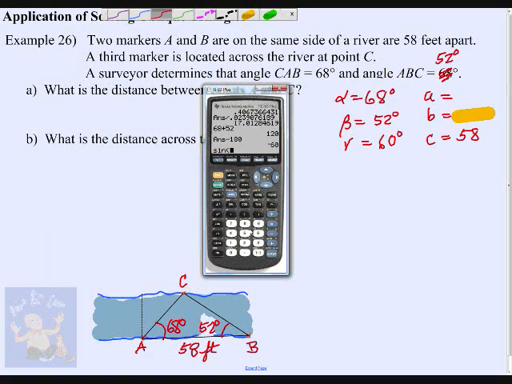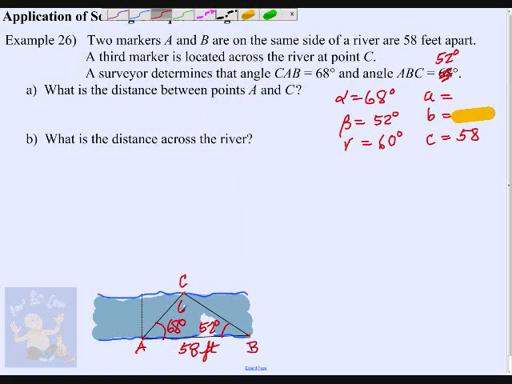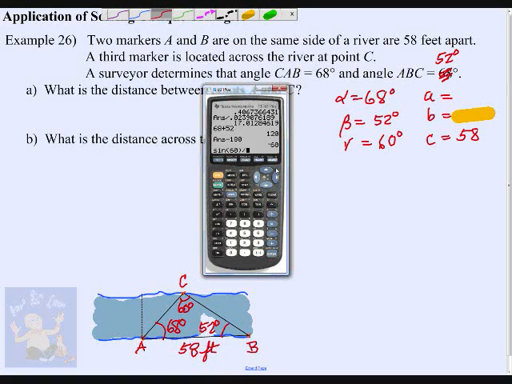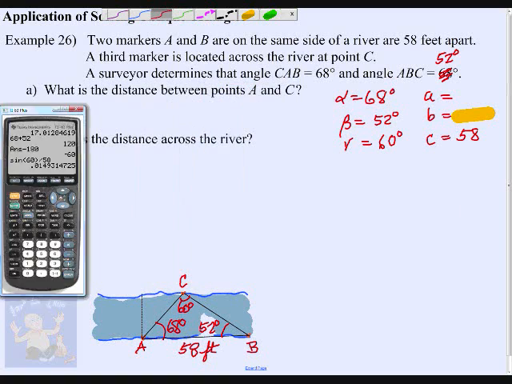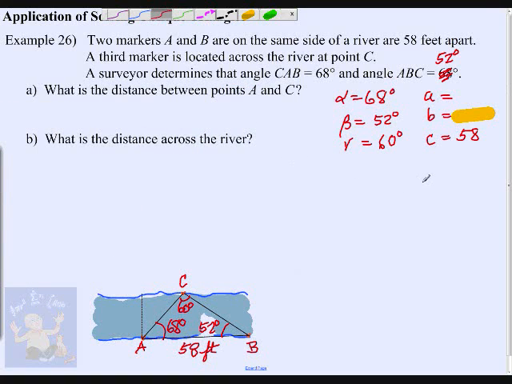The sine of 60 degrees divided by, oh, is that right? Yeah, I should have marked it down here. I like to, if I'm using it, put it in the diagram. The sine of 60 degrees divided by the opposite side, 58. That's my ratio for law of sines, 0.01493.